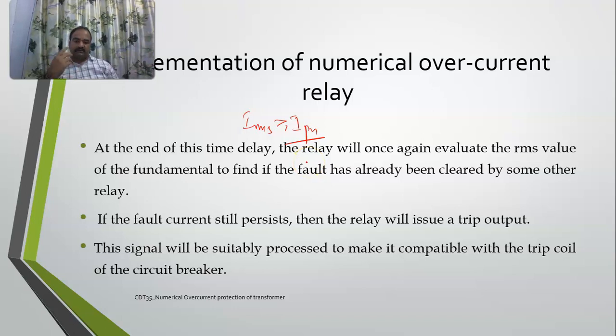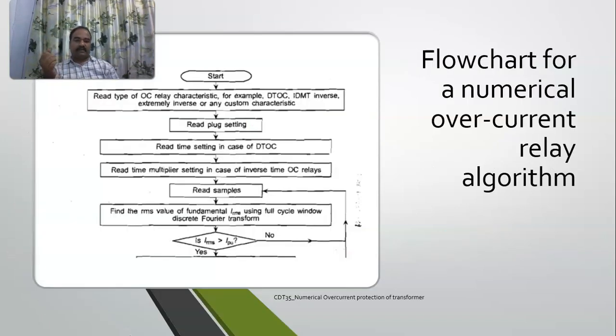If not, it will automatically release the things. It won't release any trip signal. After 3 seconds, if it is still okay, then it will issue a trip output. Once it issues a trip output, it will be suitably processed to make it compatible with the trip card. So this is the implementation now.